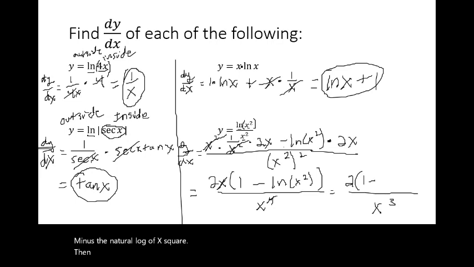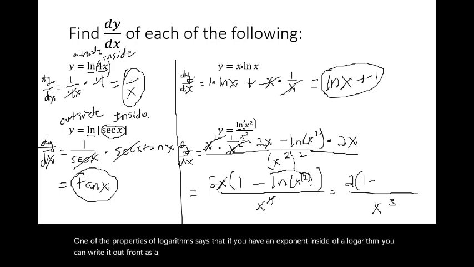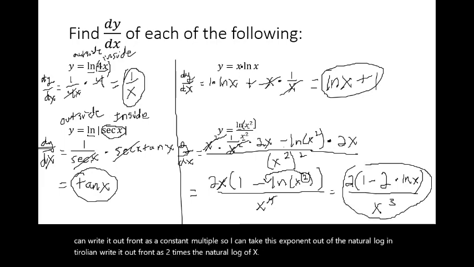And then one of the properties of logarithms says that if you have an exponent inside of a logarithm, you can write it out front as a constant multiple. So I can take this exponent out of the natural log entirely and write it out front as 2 times the natural log of x. And this is actually going to be fully simplified.